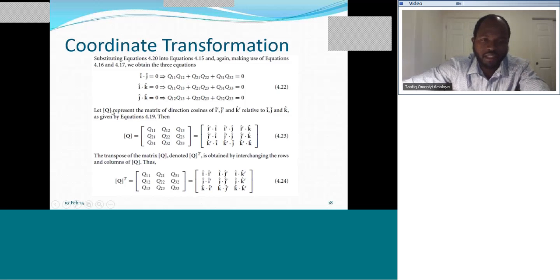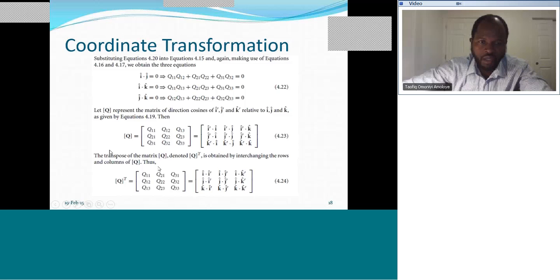So if we let Q represent the matrix of direction cosines of I prime, J prime, K prime relative to I, J, K as given in equation 4.19, then we can directly write that Q in matrix form has the elements Q11, Q12, Q13, Q21, Q22, Q23, and so on, which is just equal to I prime dot I, I prime dot J, and so on.